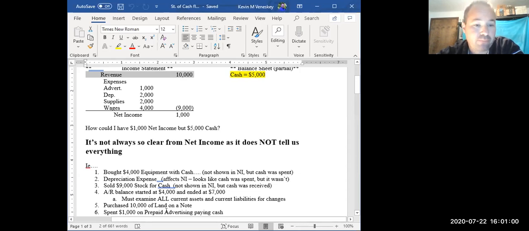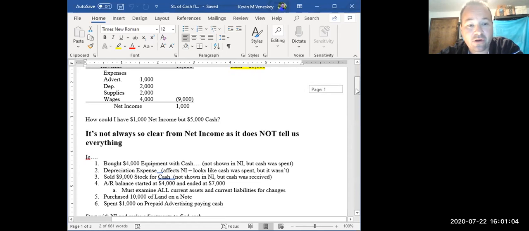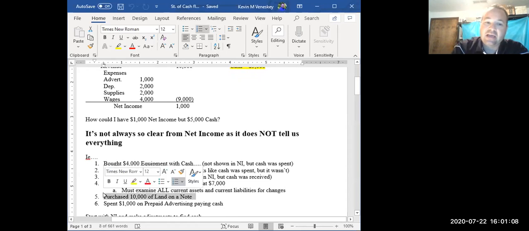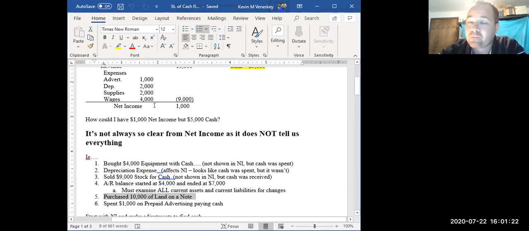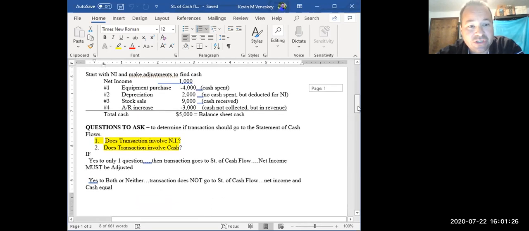And then I put one about the prepaid. We kind of looked at that. Purchased land on a note. Well, this one that you're going to see doesn't affect the statement of cash flows at all, because there's no cash being spent or received. They're both on the balance sheet. Neither of them affect the income statement.